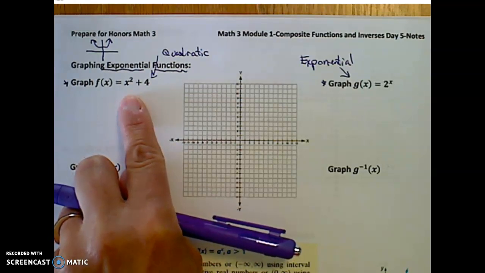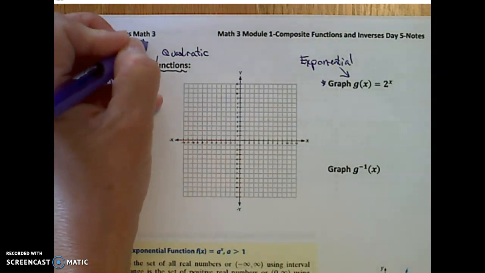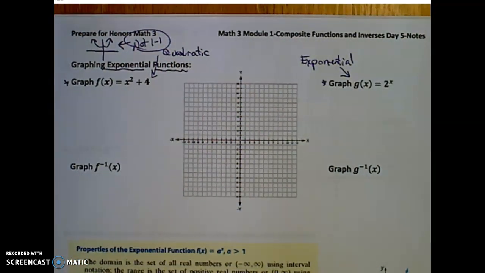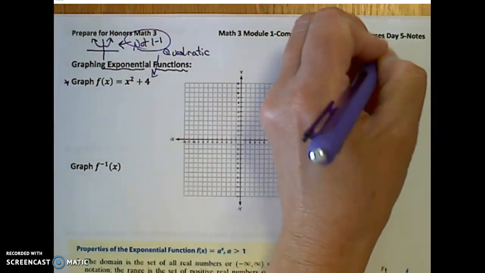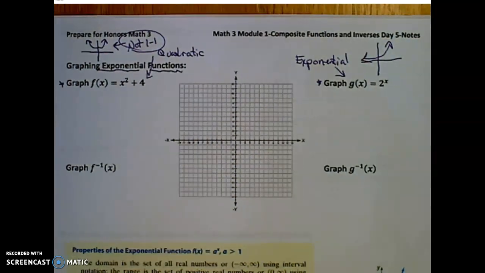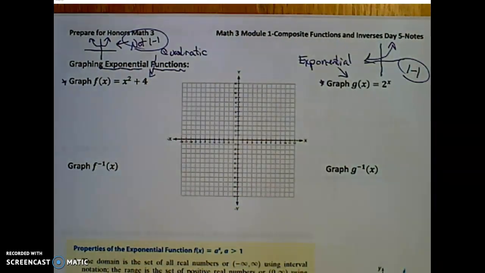Once you imagine this function, you should also realize that if it's quadratic, this function is not a one-to-one function. That means the inverse will not be a function. But this function, if you can remember the general shape of an exponential function, is a one-to-one function, and its inverse will be a function.